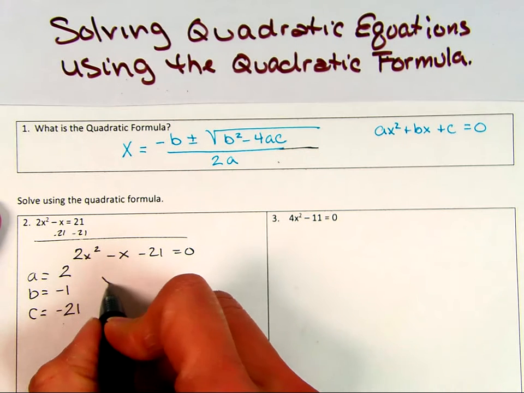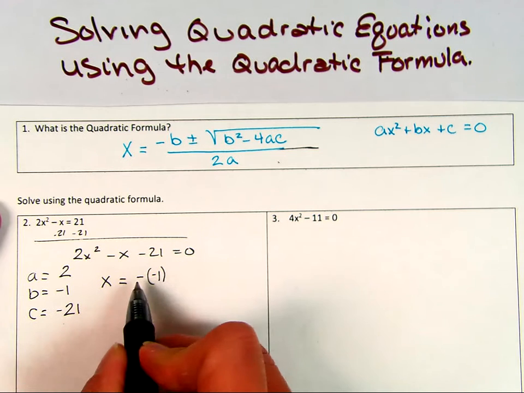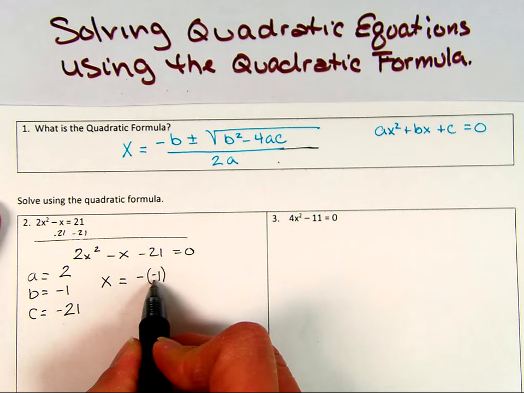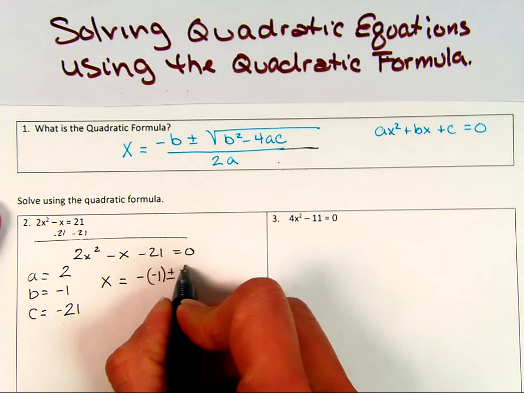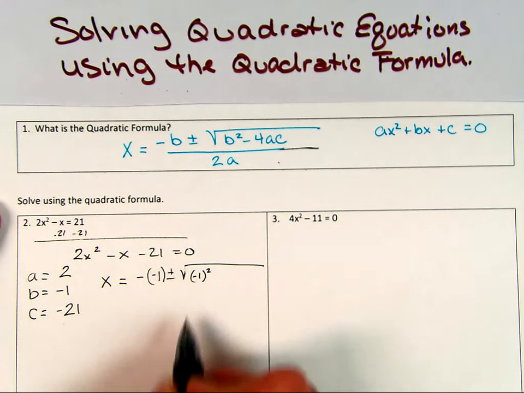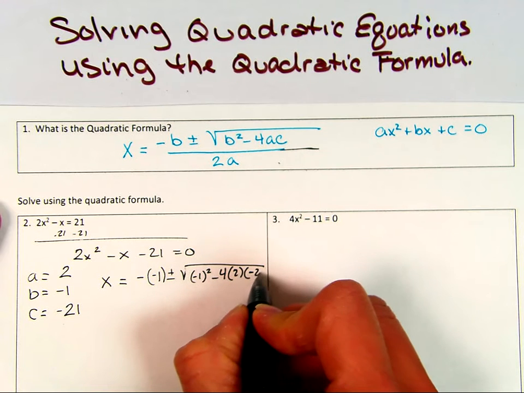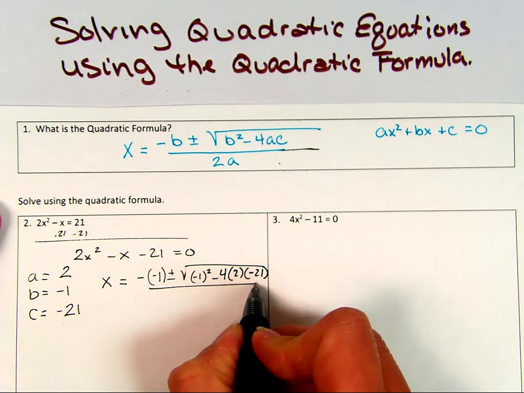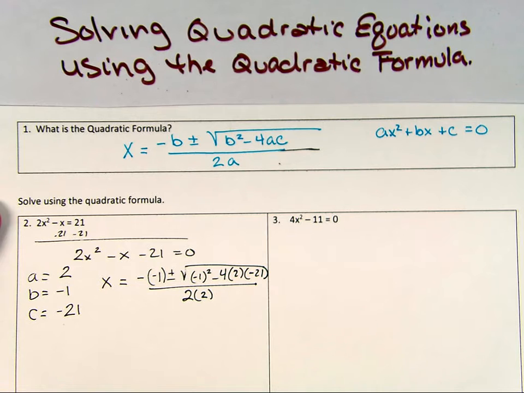So, x equals negative b. That means the opposite of b. So if b is negative, it's going to turn it to positive. Plus or minus the square root of b squared, putting it in parentheses so I can square it, minus 4ac all over 2a. And then I go about simplifying.